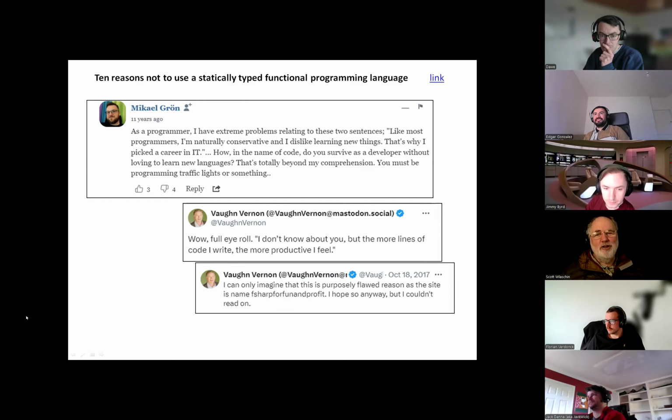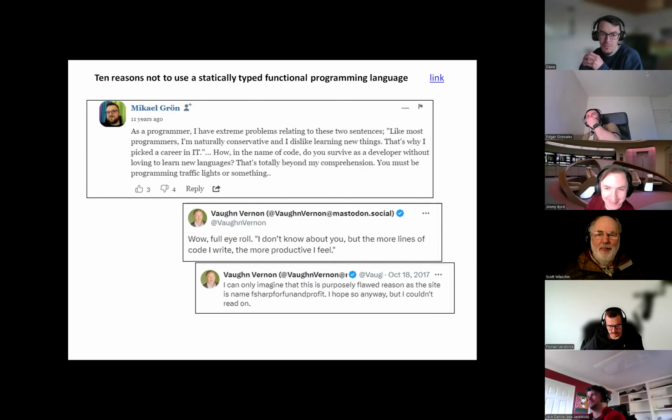I mean, I have to say, it wasn't really a troll, but I loved getting these crazy comments from people, because I just went completely over the top with the anti-functional programming stuff, and people fell for it. It was very funny. Anyway, so yeah, like most programmers, I'm naturally conservative and I dislike learning new things. That's why I picked a career in IT. That was the first sentence in the post.